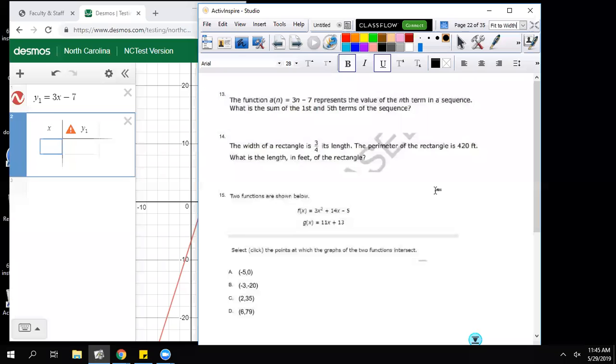Okay, so this video is going to cover FIF2, where we're evaluating functions and equations based on the 2018 North Carolina released Math 1 EOC questions number 13 and 26. So looking at number 13, it says the function a of n is equal to 3n minus 7 represents the value of the nth term in a sequence. What is the sum of the first and fifth terms of the sequence?